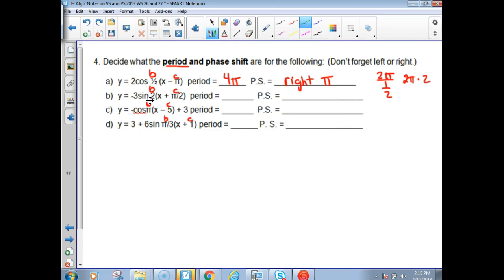For the second one, the B value is 2. 2 pi divided by 2 would give me a period of pi. The phase shift is, it says plus, so it's going to go left, and that amount, pi over 2. The next one has a B value of pi, so 2 pi divided by pi would give me a period of 2. The phase shift is minus, because subtract 5, so since the format is minus C, that would be right 5 units.